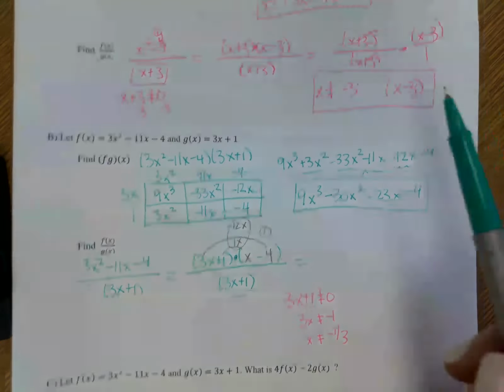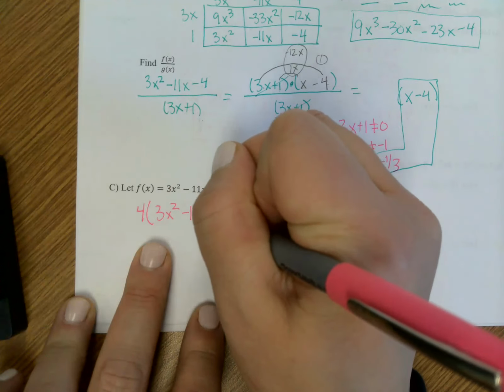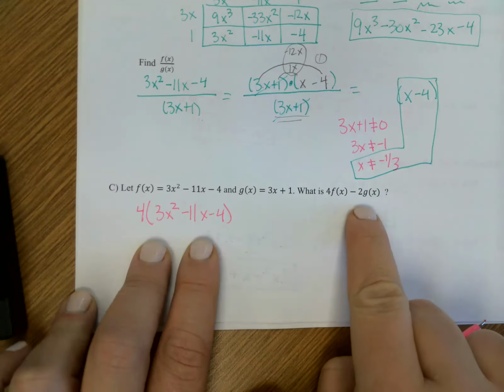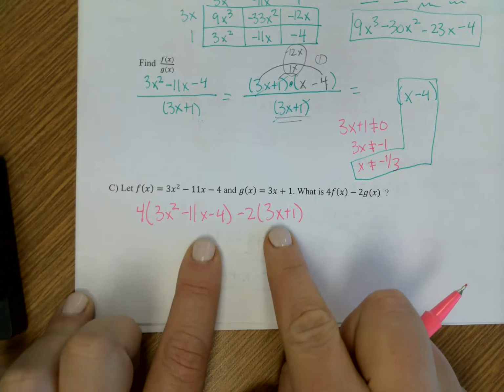And last but not least is looking at function operations when I have multiplying and subtracting both combined. So if I were just to rewrite what this says, 4 times my function of f. So my whole function of f is 3x squared minus 11x minus 4. So that's this part, minus 2 times my function of g. Now I need to multiply and simplify. So first I have to multiply in my 4, my negative 2. So multiplying the 4 times all 3 terms, negative 2 times all 3.